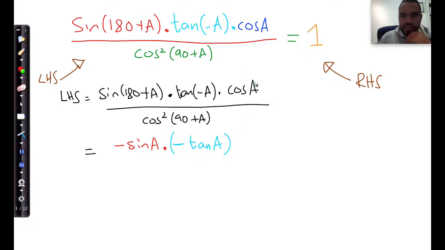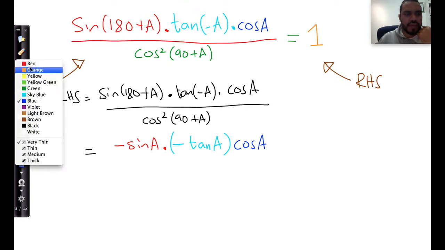Okay, and multiplied by cos A, which we can actually leave as cos A, so I'm going to put that in blue, because that's already an acute angle that we see over there, cos of A. Okay.